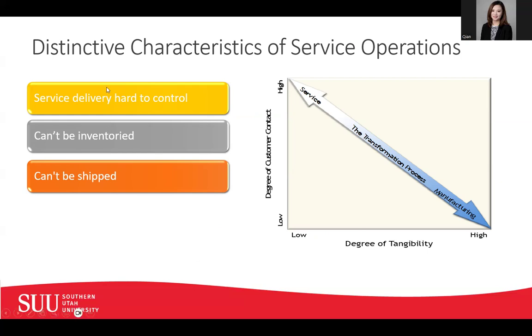Otherwise, we also have three things here: service delivery is hard to control, and it cannot be stored and it cannot be shipped.